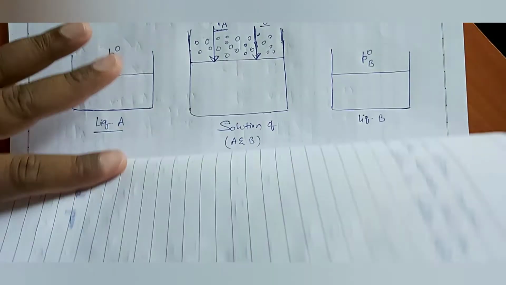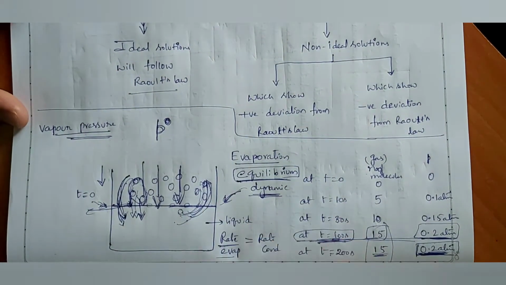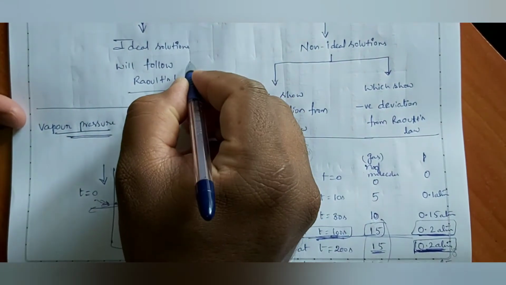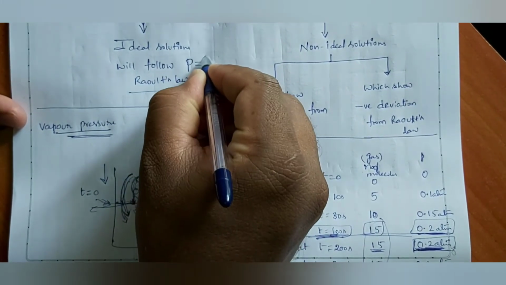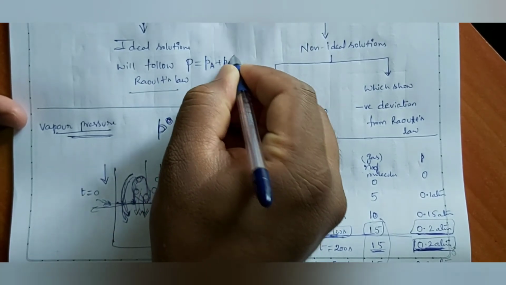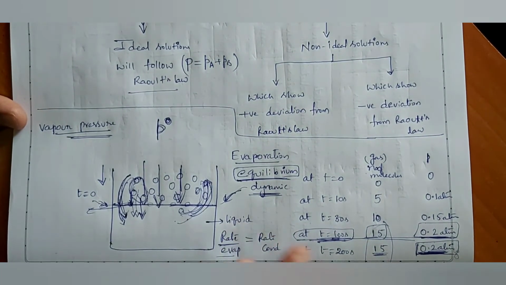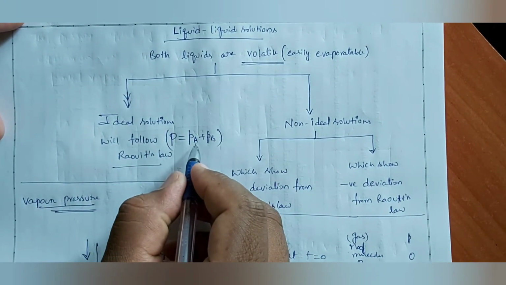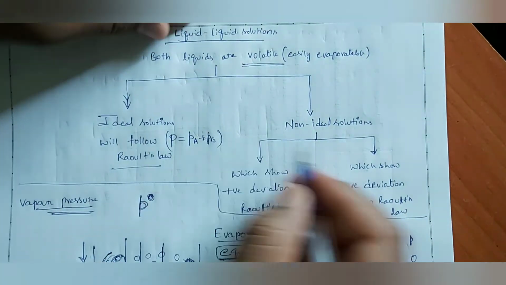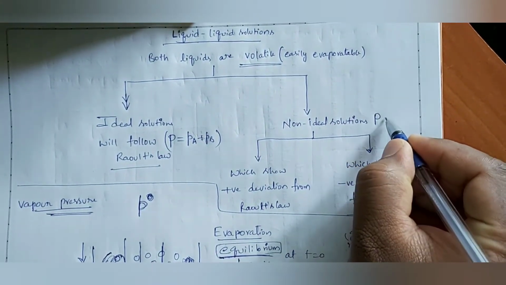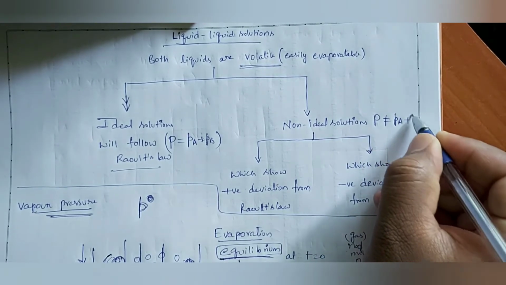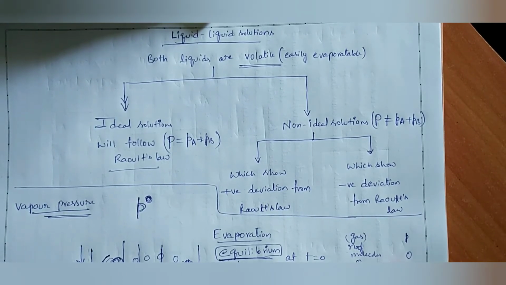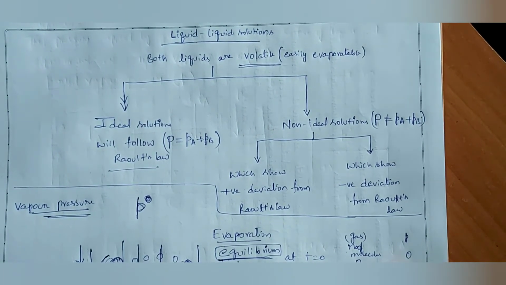Now once again I am coming to this classification, and I am telling that ideal solutions will follow Raoult's law. The meaning of that is total pressure is equal to Pa plus Pb. Ideal solutions will follow Raoult's law, that is, capital P is equal to Pa plus Pb. Non-ideal solutions will not follow Raoult's law. Capital P is not equal to Pa plus Pb.